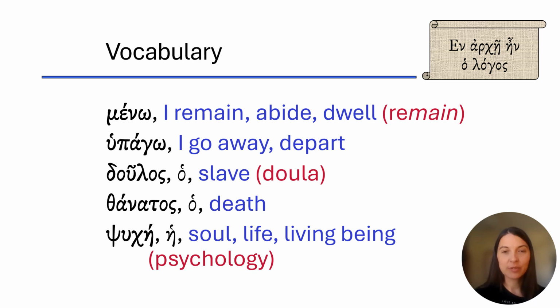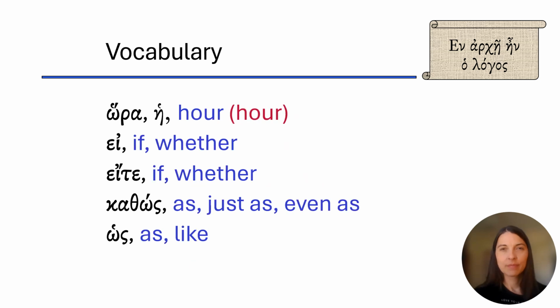Doulos, back to nouns. So you see that article back in your lexical information. This is the masculine word, and it means slave. Thanatos, Marvel movie buffs may remember this from Thanos. So Thanatos means death. And psuche, this is a feminine word. So this means soul, life, living being. And also hora, hour. Pay attention to that rough breathing mark, hora. And then ei, whether, and the same ean, if, whether.